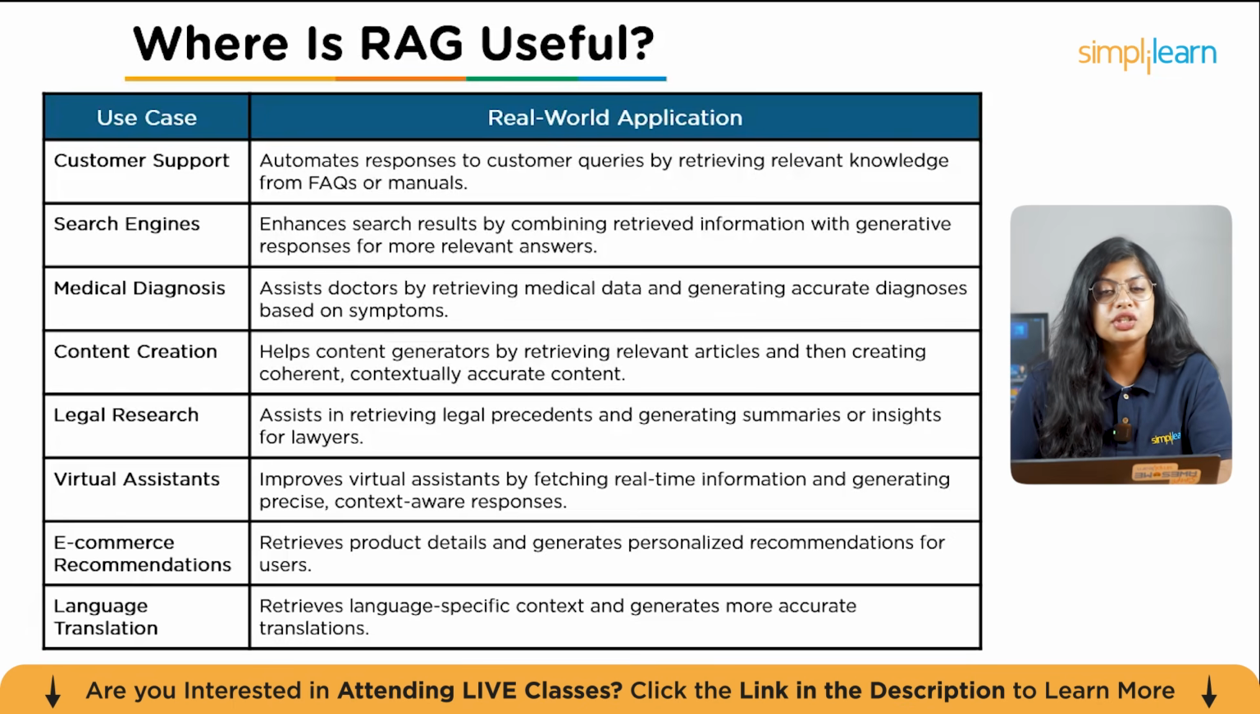Now consider search engines. Search engines already retrieve information, but the challenge is relevance and understanding. RAG improves this by retrieving the most relevant content and then generating a meaningful explanation, instead of just showing a list of links. This helps users get answers faster with better clarity.